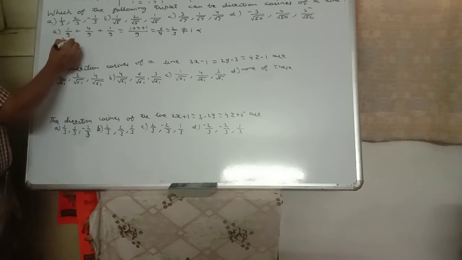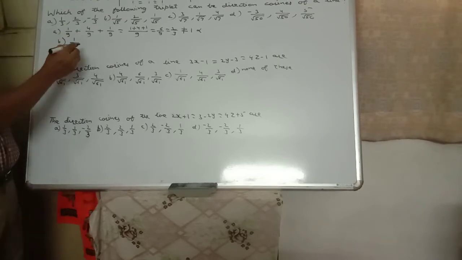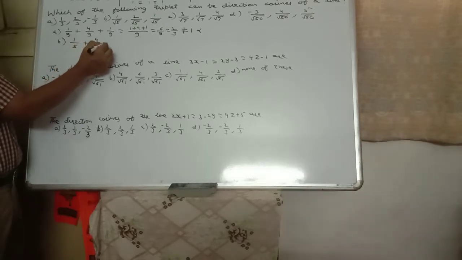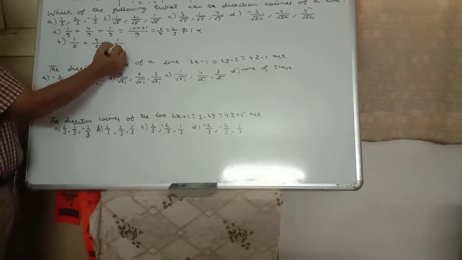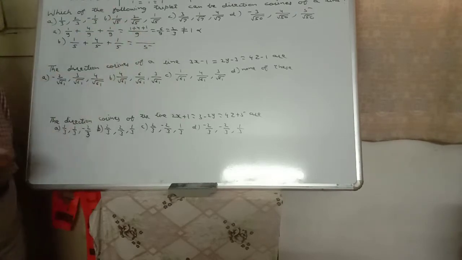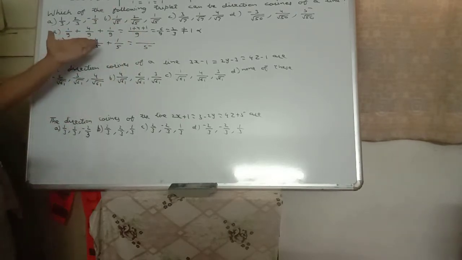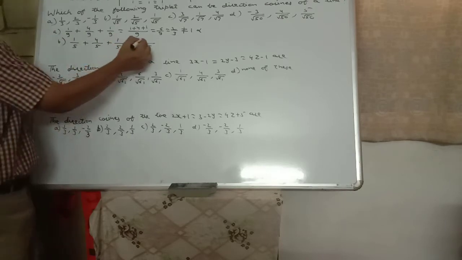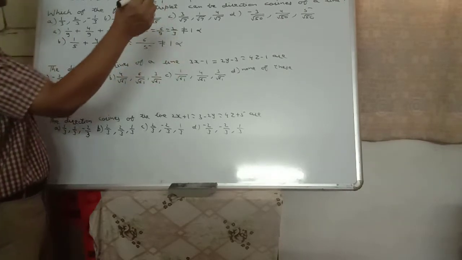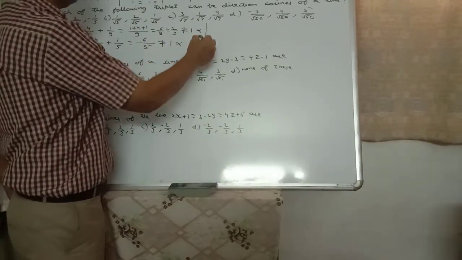Square each number. 1 square 1. Root 5 square 5, plus 2 square 4 by 5, plus 1 by 5. Denominator 5. Add numerators. 1 plus 4, 5 plus 1, 6. This is also not equal to 1. Option B is not right.